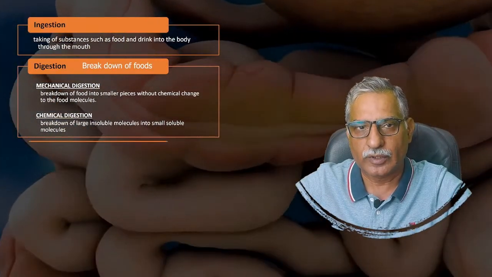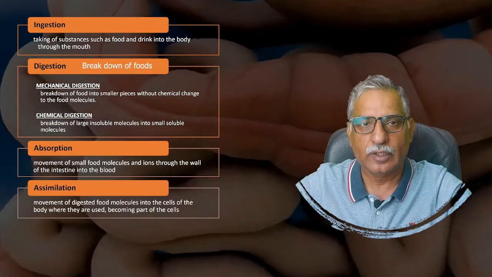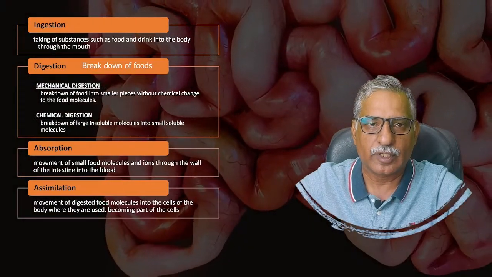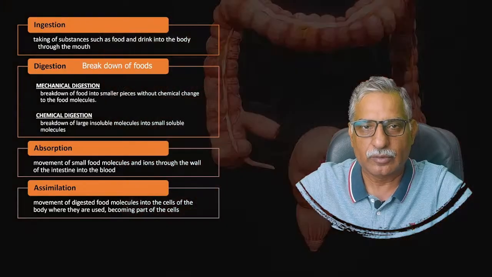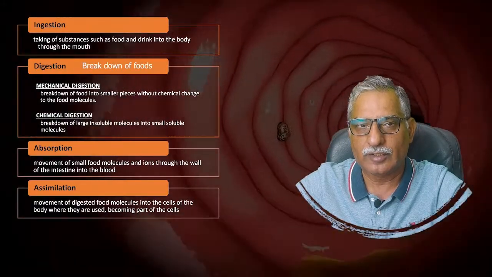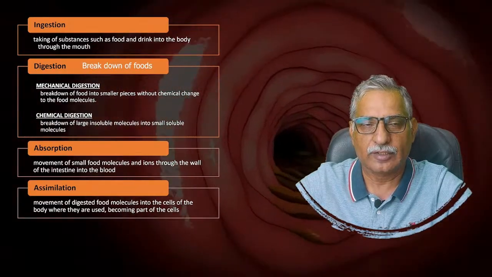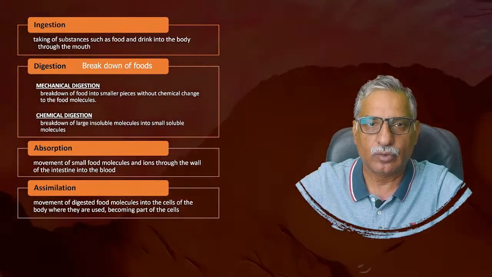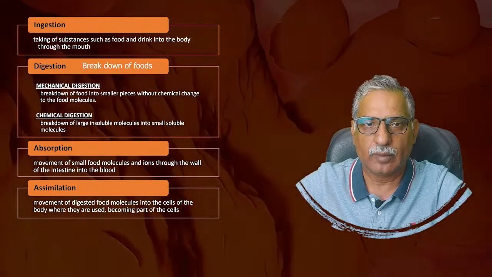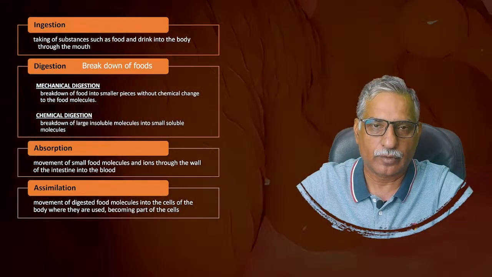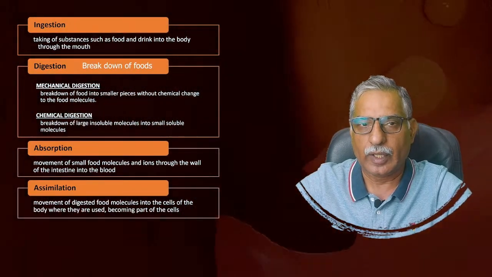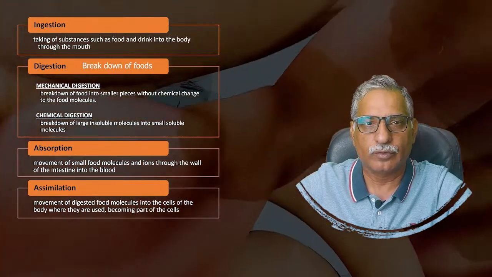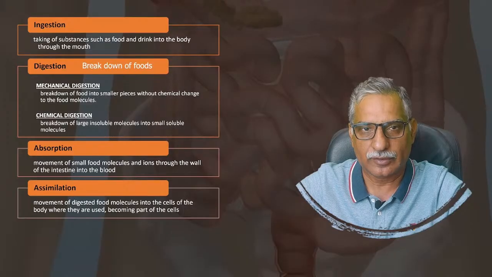Then comes absorption and assimilation. Absorption means digested substances are taken up from the small intestine into the bloodstream, and they are circulated throughout the body, where body cells take up these digested molecules and utilize them as per their need. Like glucose is used for respiration, and amino acids are used for making different types of required proteins. And assimilation is the utilization of the digested food in the cells.